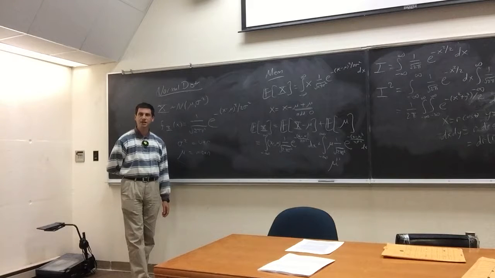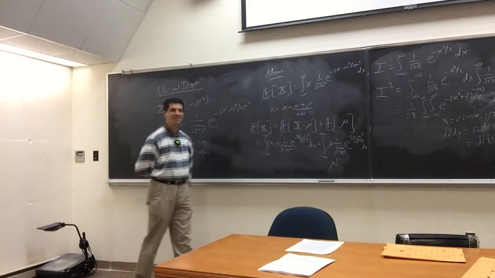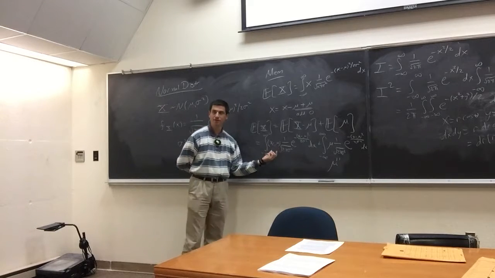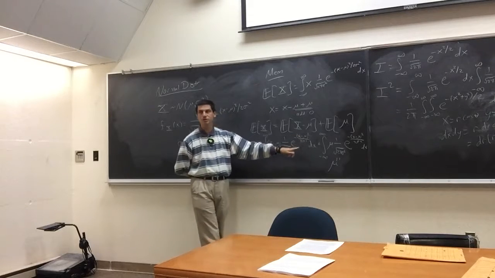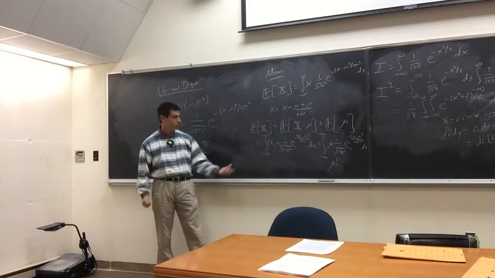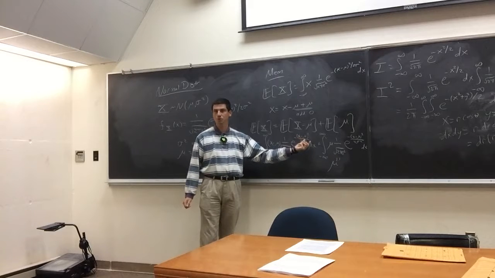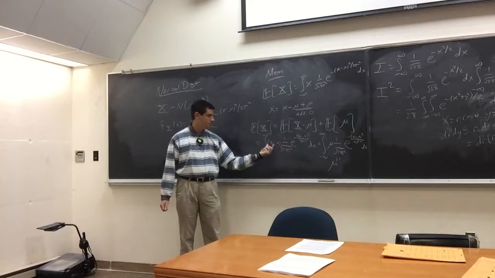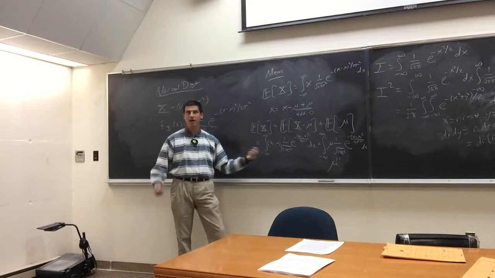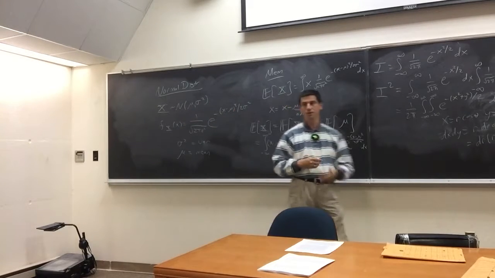So I claim you can get it without doing any integration, by inspection. Yes? Isn't it odd? It's an odd function. This function over here, e to the negative (x minus mu) squared over 2 sigma squared, is symmetric about the point x equals mu. This is an even function. We then multiply this even function by this odd function, x minus mu. X minus mu is odd about mu.